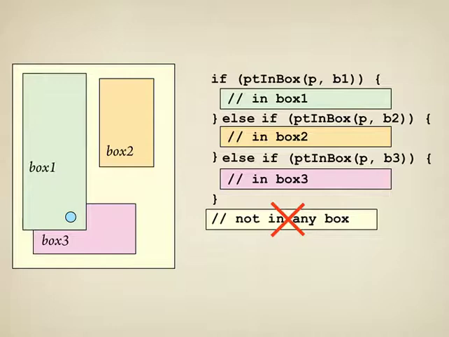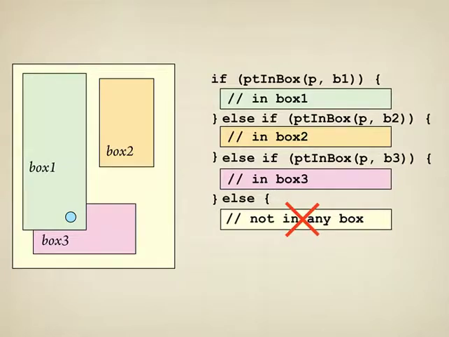If we continue and put an else clause at the end after the box 3 thing, and notice that we need an open curly brace and then a closed curly brace at the end. Well, now we've completely solved both of our problems, and this not in any box thing is going to work perfectly. Suppose that the point is not inside of any box.